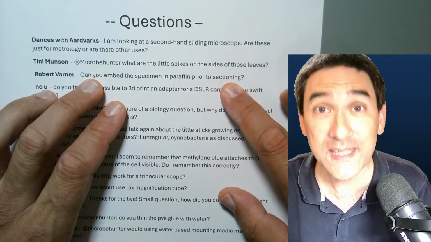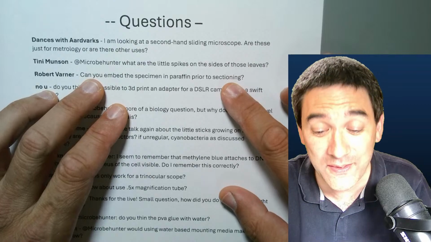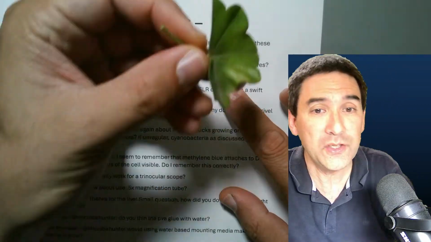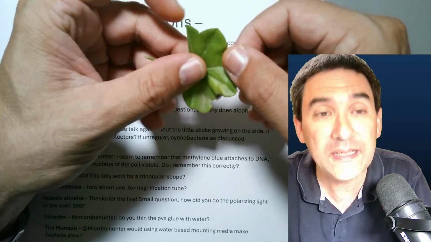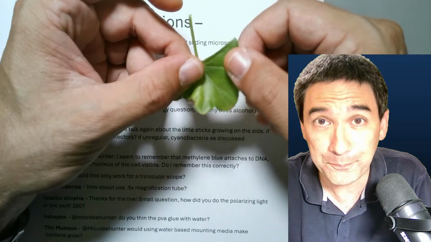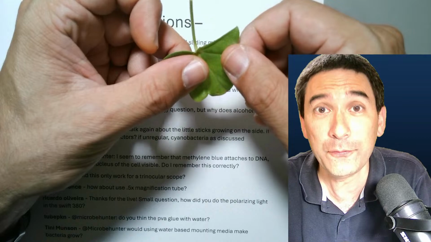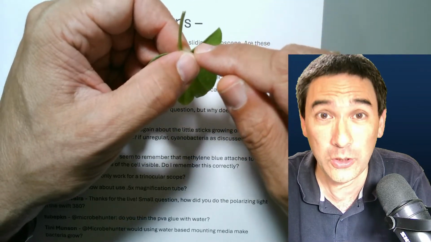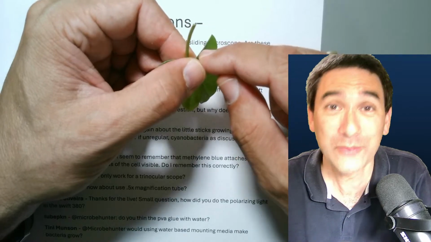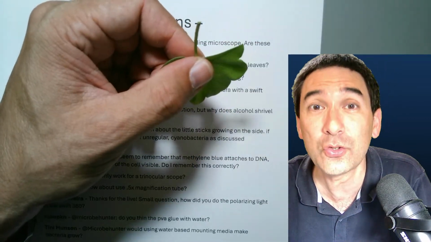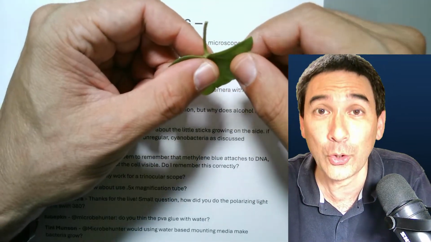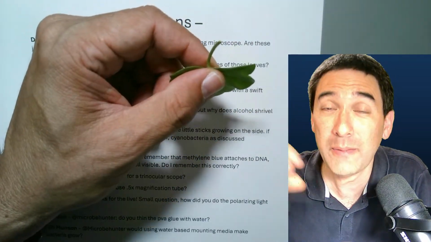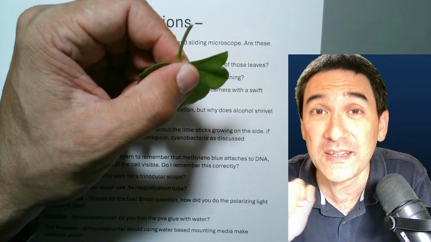The answer is yes. However, those sections that I've made with a carrot, right? If you want to embed this in paraffin, it takes quite a bit of time. And it works like this. You have to carefully first dehydrate it. That means you have to put it into alcohol, but you cannot put it into alcohol directly. You have to slowly increase the concentration of the alcohol. Otherwise, there's going to be too much shrinkage. And you have to leave it in each alcohol concentration for at least a day or so.